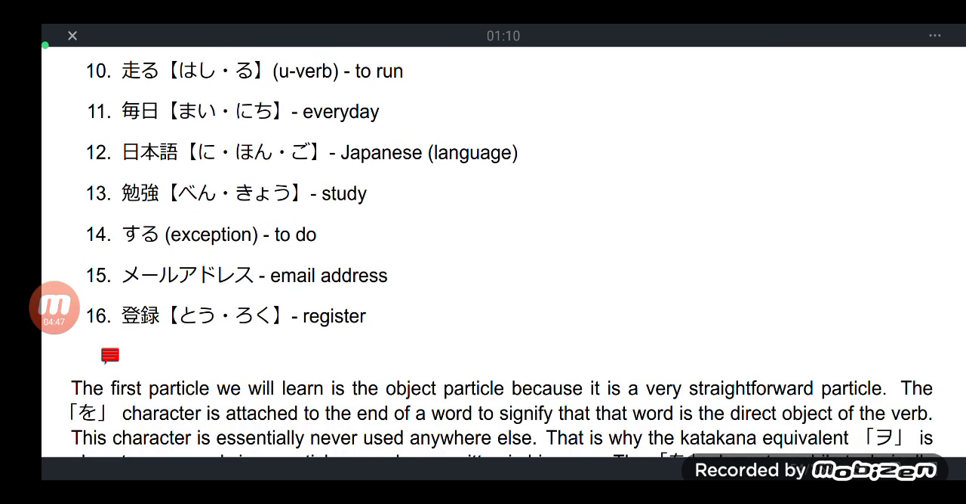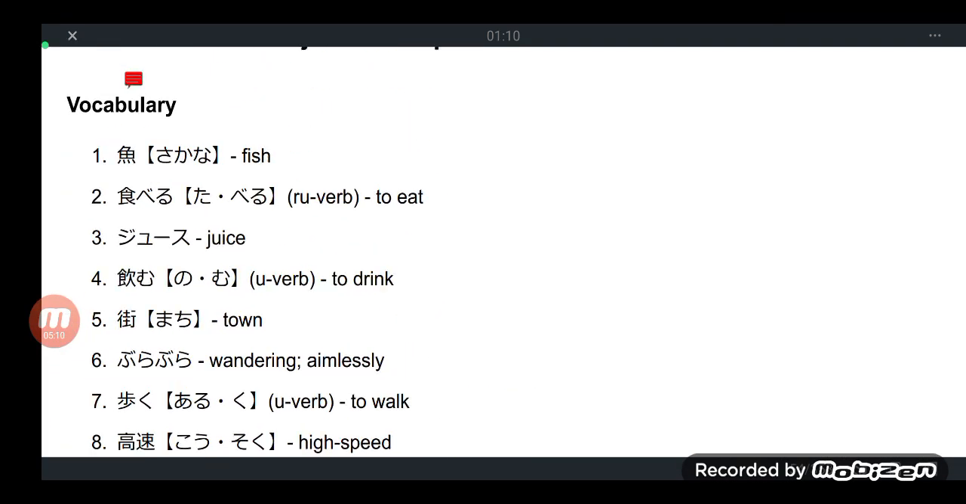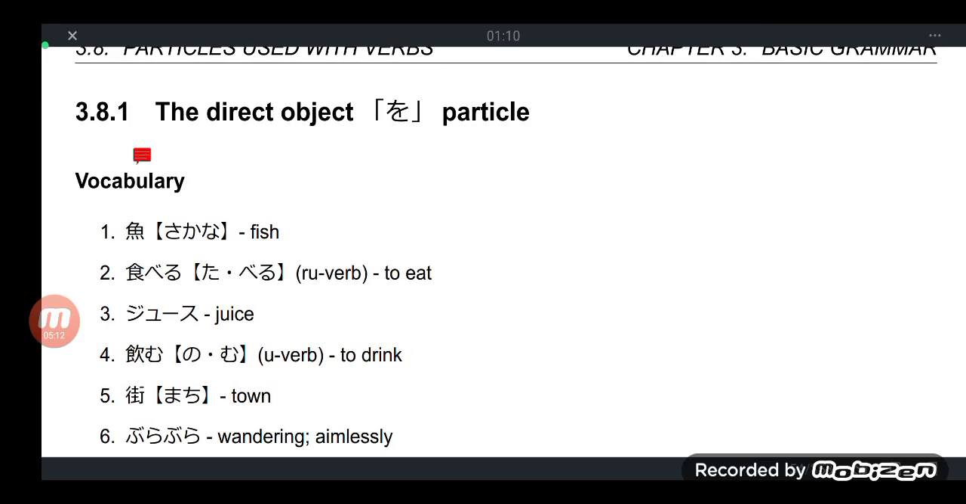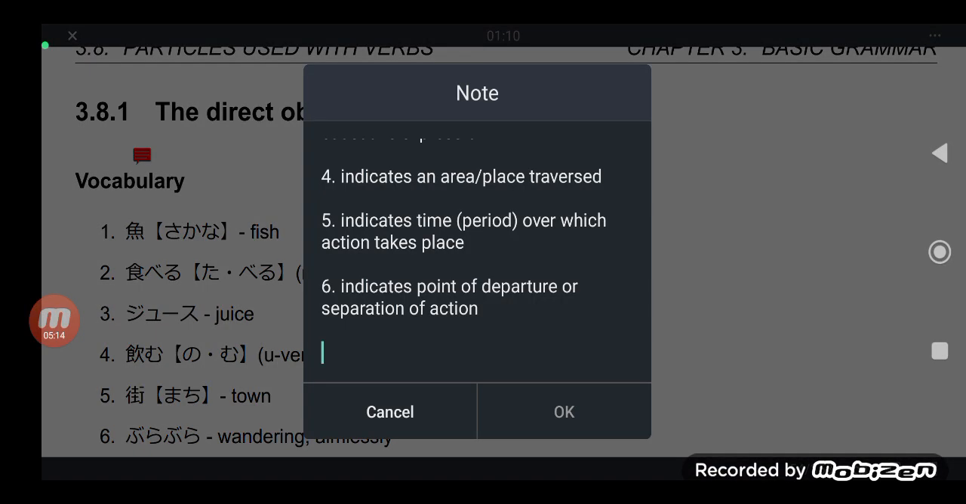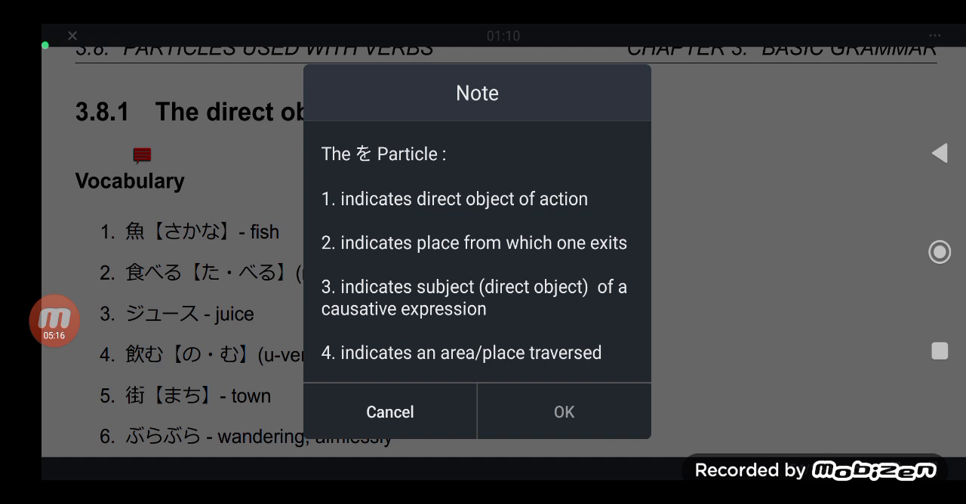And then meru address, or sometimes it is atesaki, or email address. Toroku, meaning to register, or the act of registering. Now about the wo particle, let me give some additional notes.